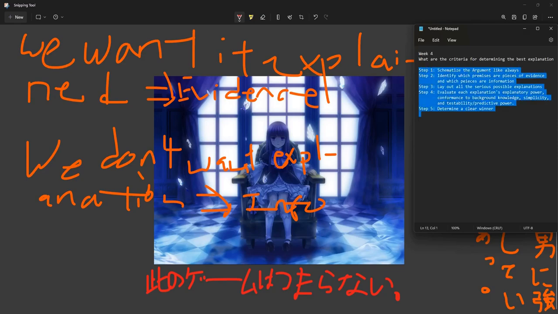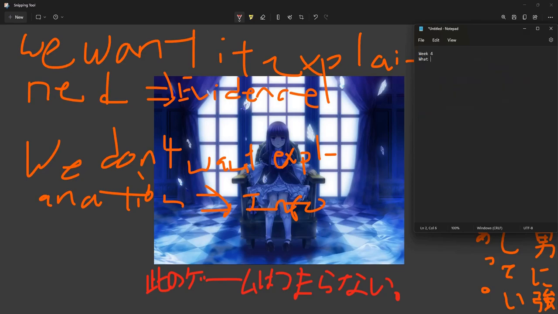Next, we need to answer this question. What are basic types of causal argument conclusions? There are four, and I already wrote these down, so I'll just copy and paste these. X causes Y, Y causes X, Z causes both X and Y, and X and Y happen as a matter of coincidence.